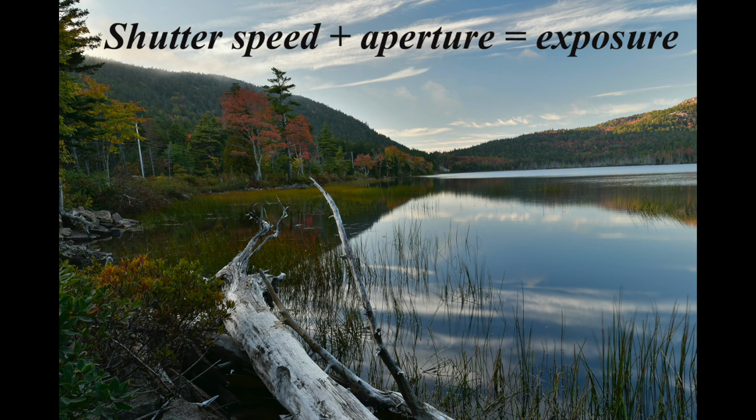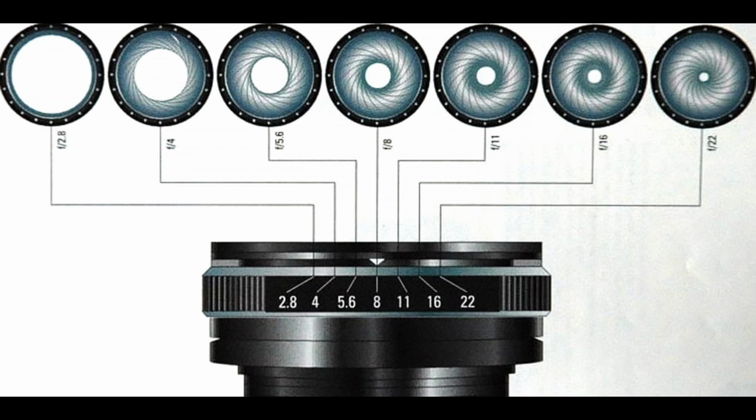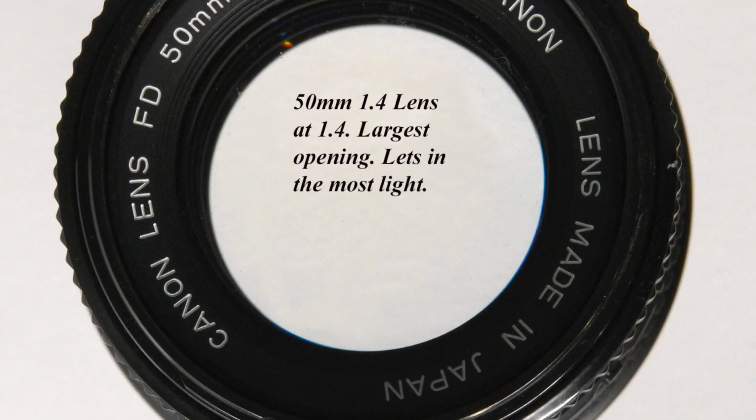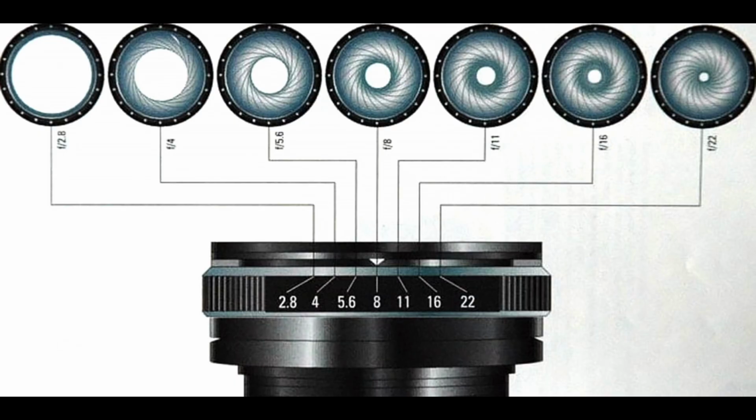Let me explain how aperture and shutter speed work in combination to give us proper exposure. The aperture is the lens opening, working like the iris in our eye. A large opening lets in a lot of light. A small opening, a smaller amount of light. The aperture setting is indicated by numbers, such as 1.4, which is a large opening, or 16, which is a small opening.